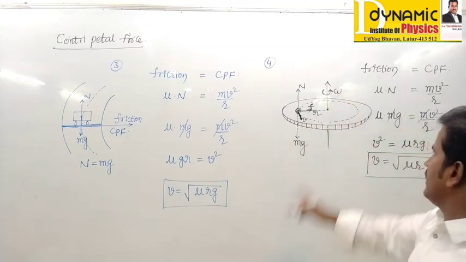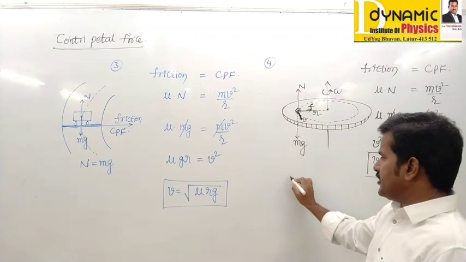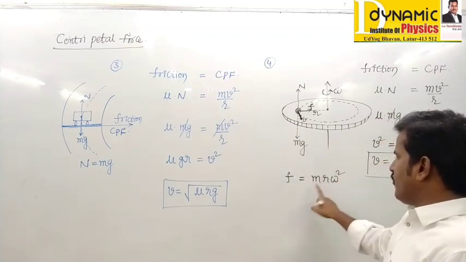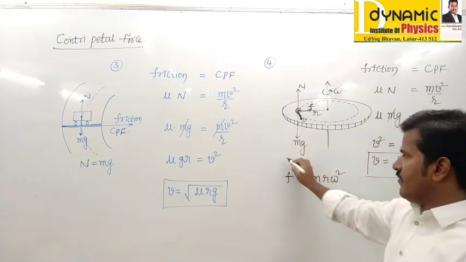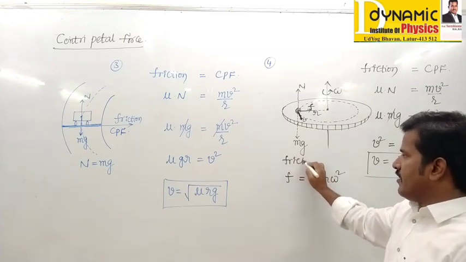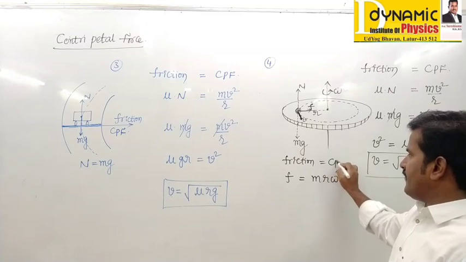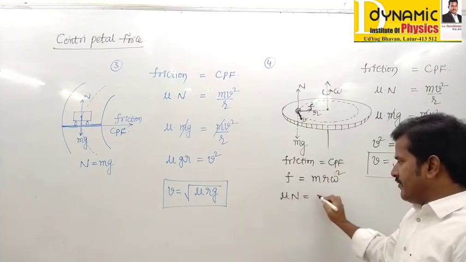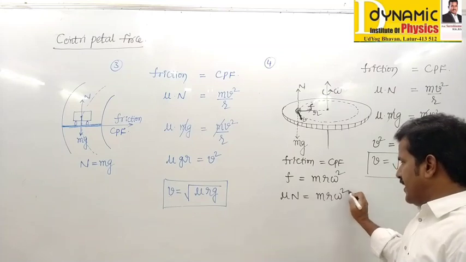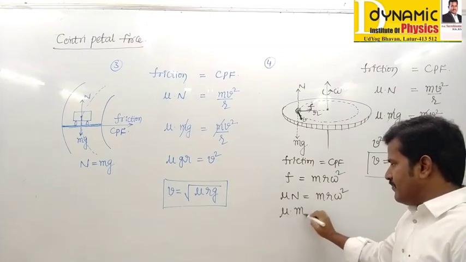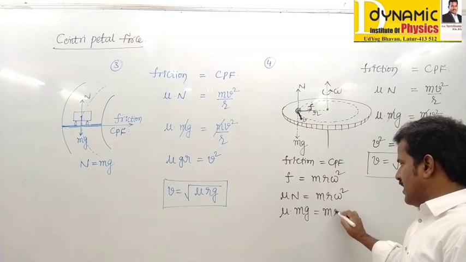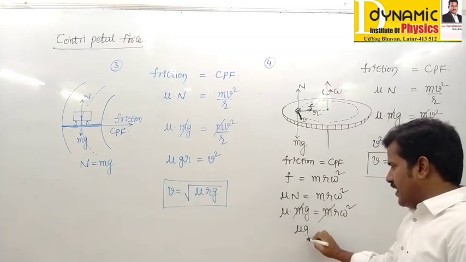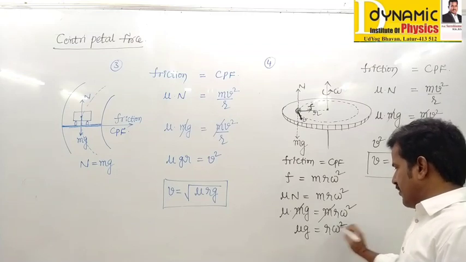Omega we want. Then using the same condition, friction equals m r omega square. Friction provides the centripetal force. Here F is written as mu into N equals m r omega square, where mu into mg is written as m r omega square. So mu into g equals r omega square.